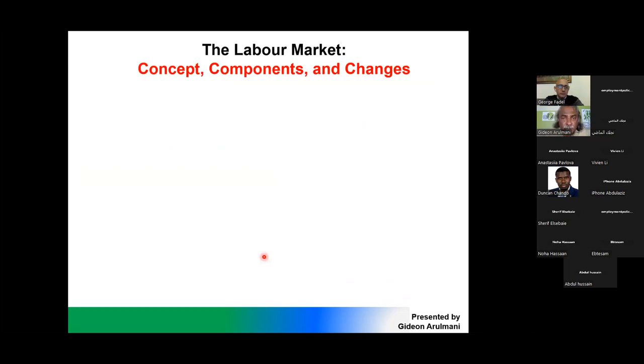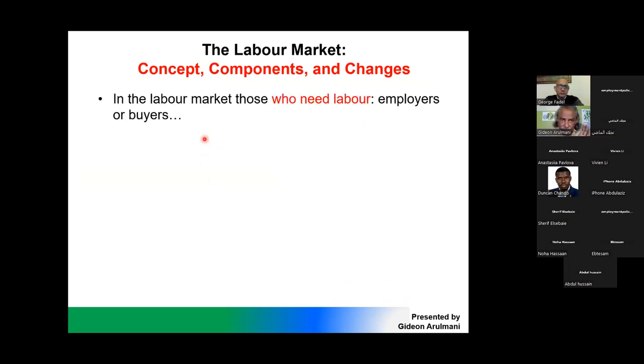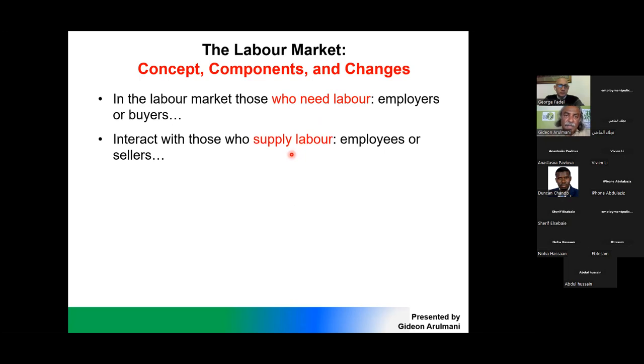Right. Now, moving further forward, the concept. What is the labor market and what is the concept? In the labor market, on the one hand, you have those who need labor. These are our employers, the ones who need labor, and those who supply labor. So those who need labor interact with those who supply labor. Right? The International Labour Organization needs the services of Mr. George and me and Asma and Zunara and the others. So they come to us and we supply them with hopefully a good quality labor. So this is the labor market.